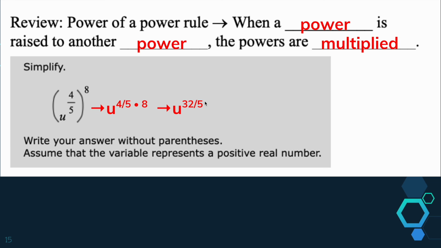All right, so that is just a couple kind of review of not only adding and multiplying fractions, but also our power rules that we're starting to use again here.